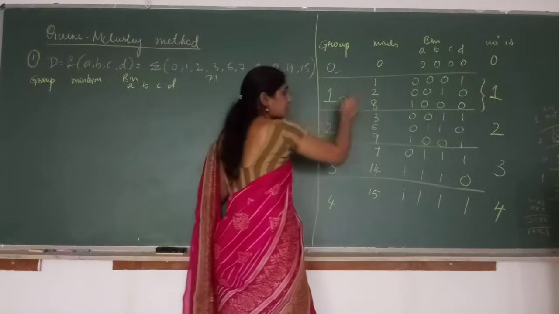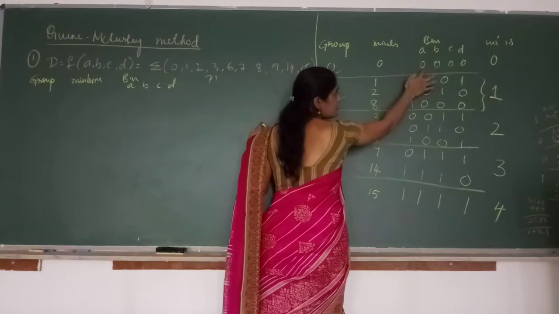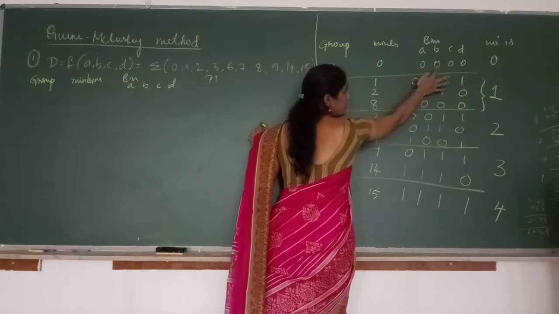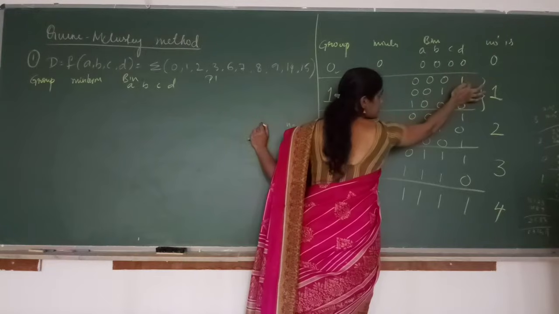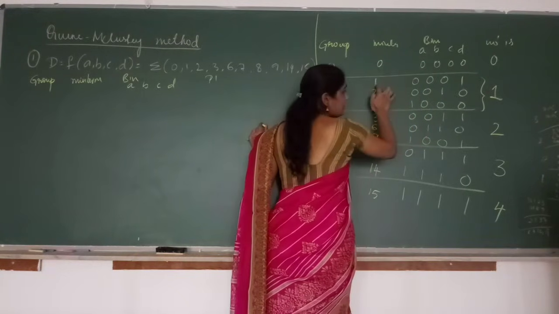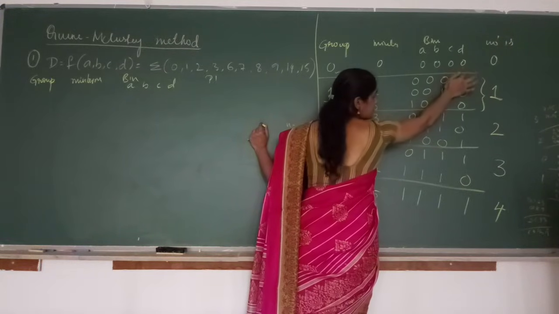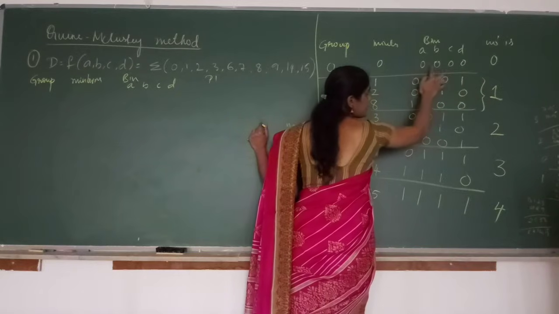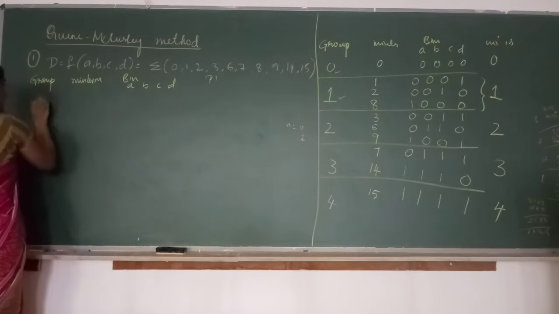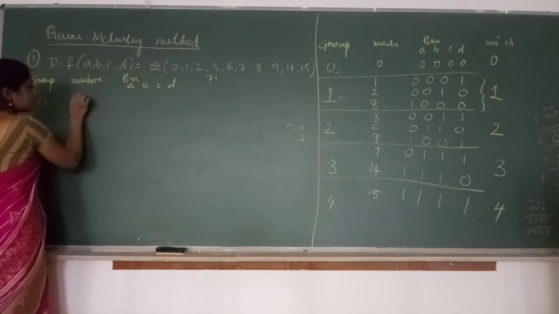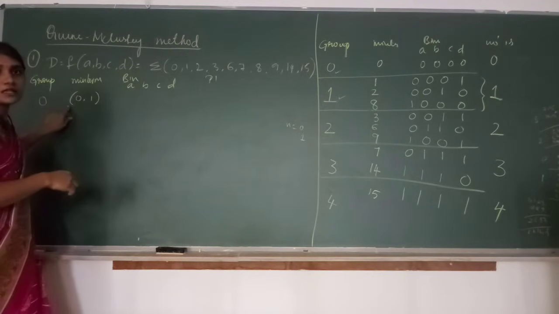Now compare 0 with 1. First let me compare 0 with 1. What do you have in A? For 0 it is 0, for 1 it is 0. Same. B 0, 0. C 0, 0. D, here it is 0, here it is 1. That means if I group 0 and 1, they differ only in one position. Which position is that? D position. Only the D variable is varying, whereas A, B, C are all the same for 0 and 1. Now, I call this group 0. Which are the min terms that we grouped? 0, 1. We are now comparing 0 with 1.